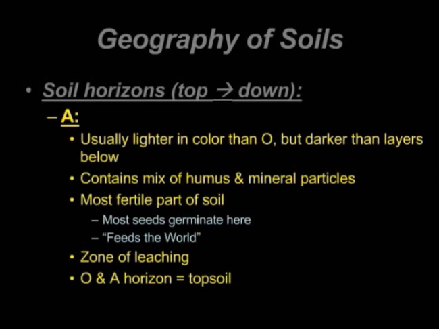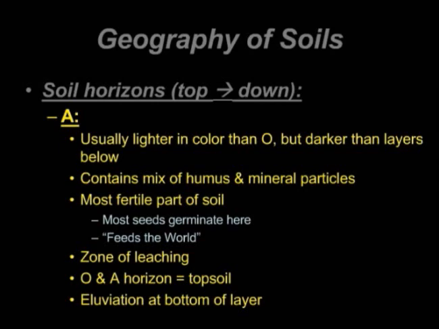When we refer to topsoil, you often hear this term. Topsoil is a mixture of O and A. So the O, top horizon, and A, the next to top horizon, comprise what we call topsoil. One of the characteristics of A is it contains alluviation at the bottom of the layer.